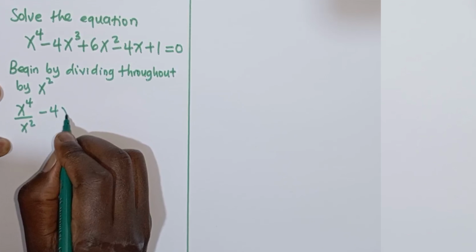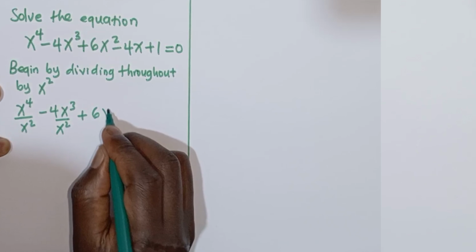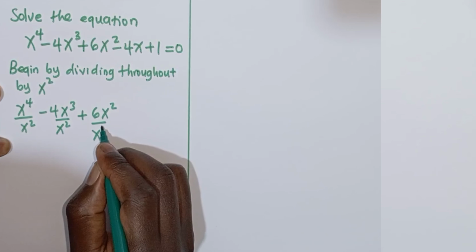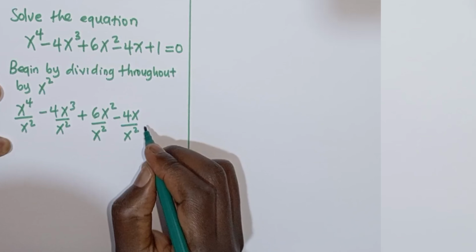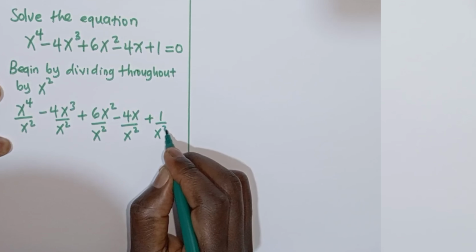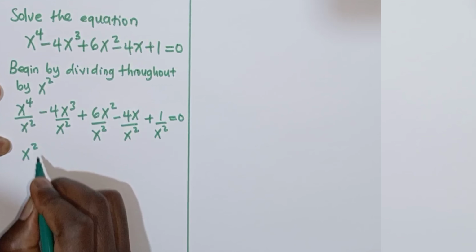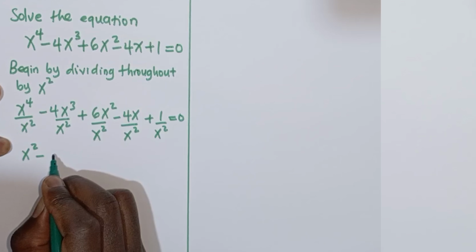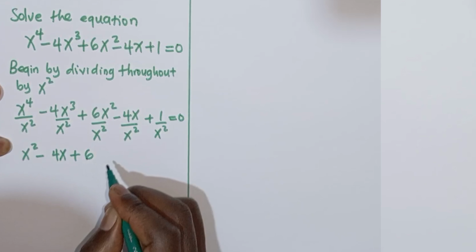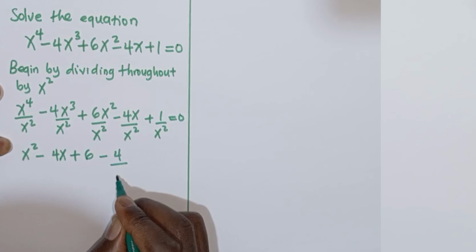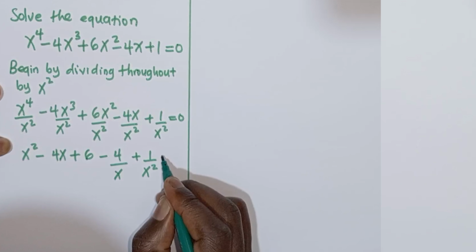So x power 4 divided by x square, minus 4x cubed divided by x square, plus 6x square out of x square, minus 4x out of x square, plus 1 out of x squared. Typically everything we divide by x squared. So 0 out of x squared is 0. So there we have x squared minus 4x plus 6, they cancel, minus 4 out of x, and then plus 1 out of x square is equal to 0.